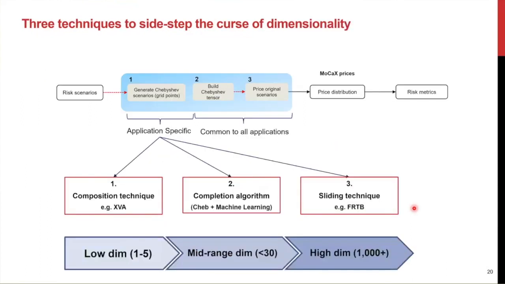And we've got three ways of sidestepping this problem. All of them apply to how we go from risk scenarios to generating the grid points of the tensor. First of these techniques is what we call the composition technique, which is hugely relevant to the calculation of dynamic initial margin with Chebyshev tensors, which is what we are interested in. This covers the low dimensional range. I'll explain what that means.